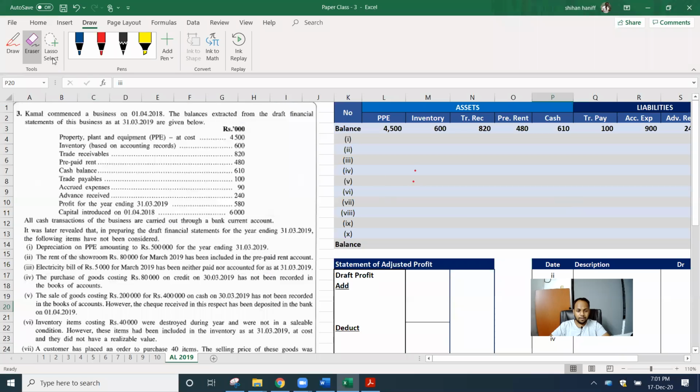So this is the 2019 A-level paper, accounting equation. So we draw the format for the equation, and the opening balances are given.